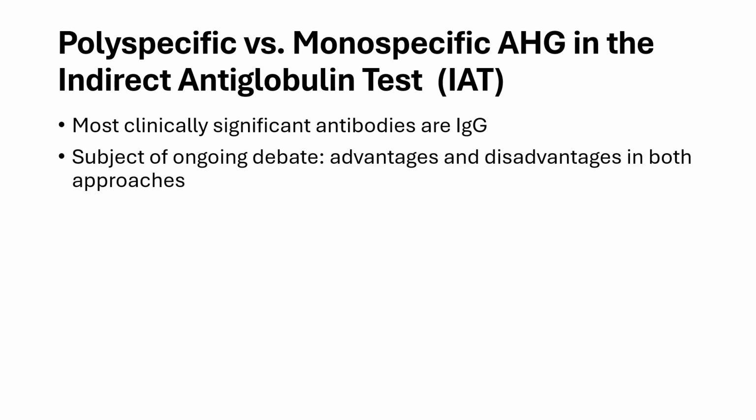So the most clinically significant antibodies are IgG. These include antibodies that can cause hemolytic transfusion reactions or hemolytic disease of the fetus and newborn. So there's an ongoing debate regarding the advantages and disadvantages of different testing and reagent approaches. So polyclonal versus monoclonal, which is better? It just kind of depends on what you're looking for and what lab you're working in.